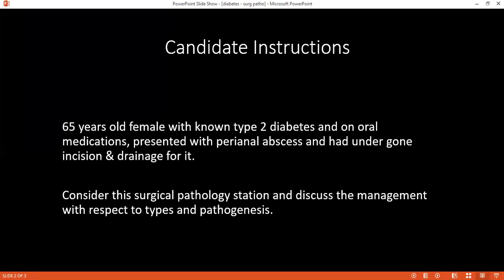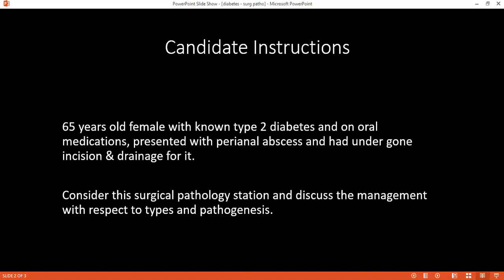It will resolve by itself, meaning it will resolve by making fibrosis, or it will burst outside and make a sinus and drain out. How would the surrounding tissue look? Surrounding tissue will be red and inflamed. How would you differentiate abscess from cellulitis?